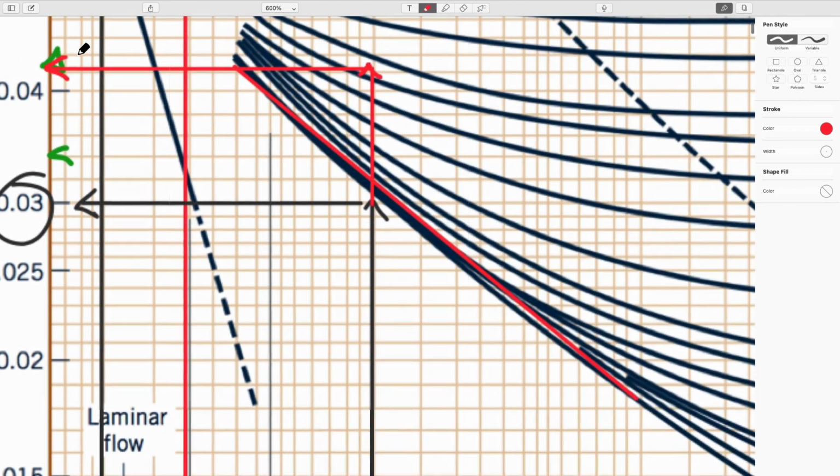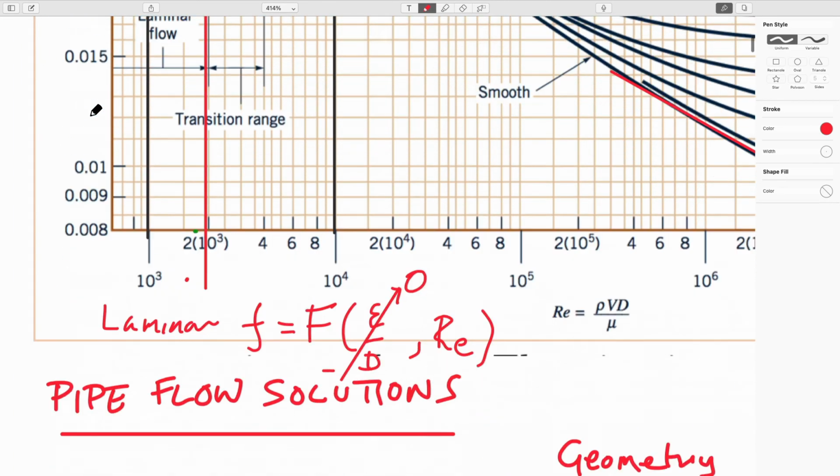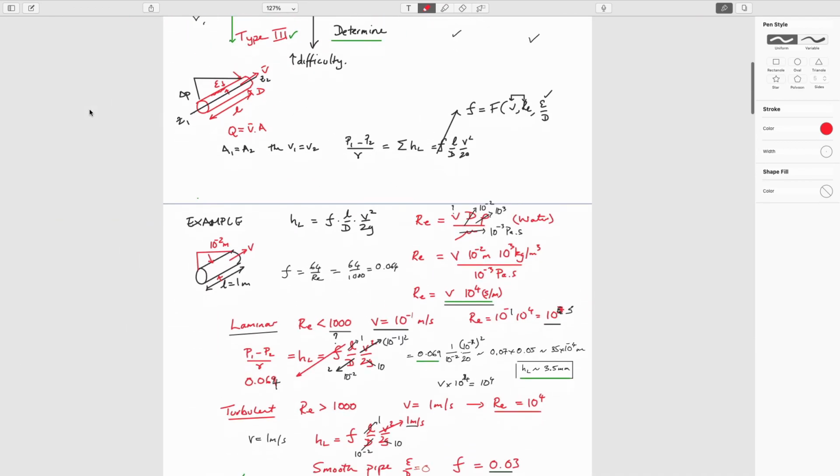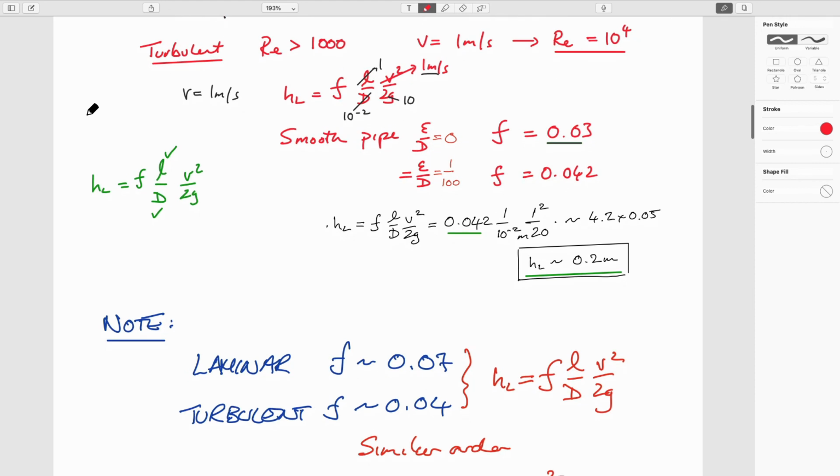If we zoom in on this, this is 0.04, 2, 4, 6, 8, 10. So 0.042, roughly. Hopefully that's what we use down the bottom. Put that in the equation. If you fill up this, it's this here.